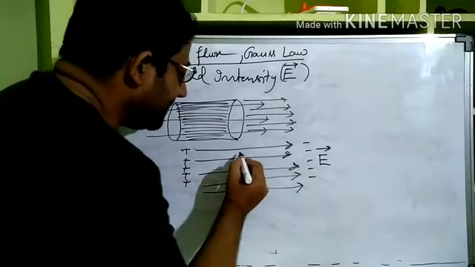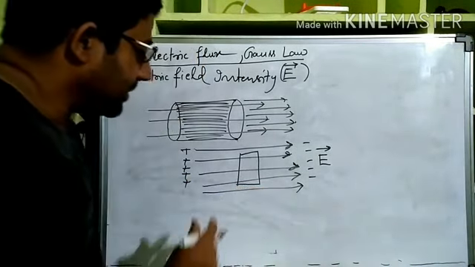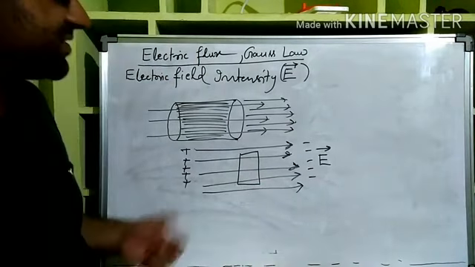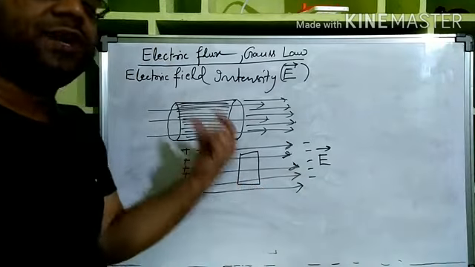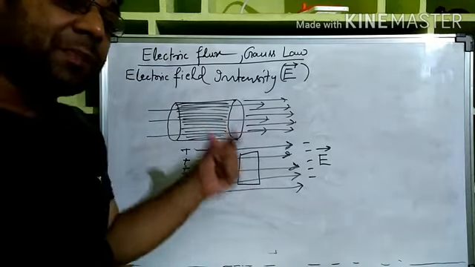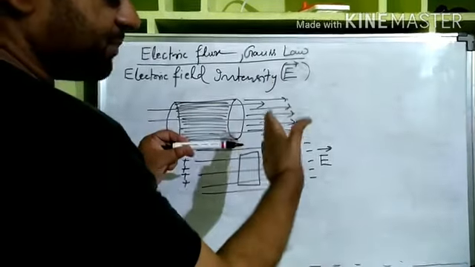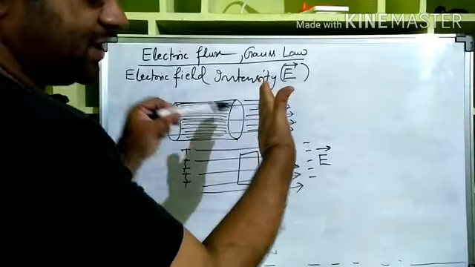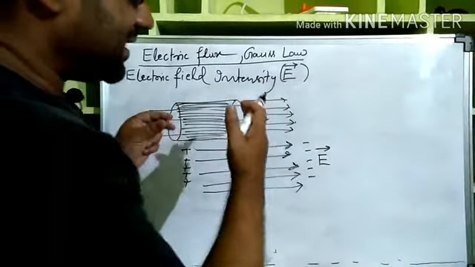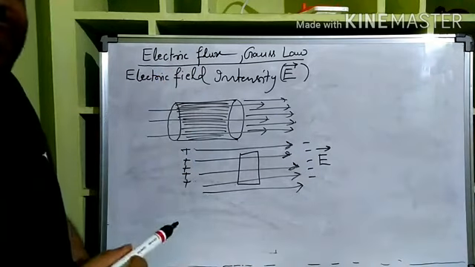The number of electric field lines for a certain area, and to measure it specifically, we take a unit cross-sectional area which is perpendicular to the electric field lines. See, electric field lines are in this direction, so if I take a unit cross-sectional area perpendicular to the field lines, how many electric field lines are hitting that? That is called electric flux.